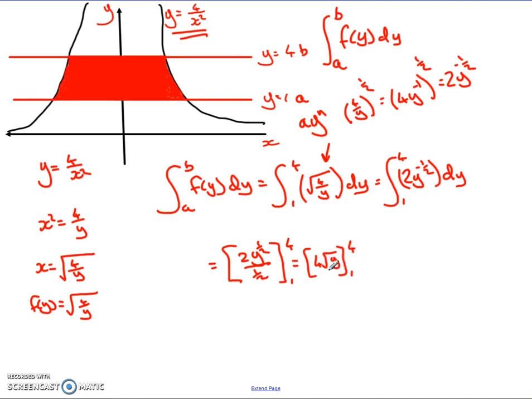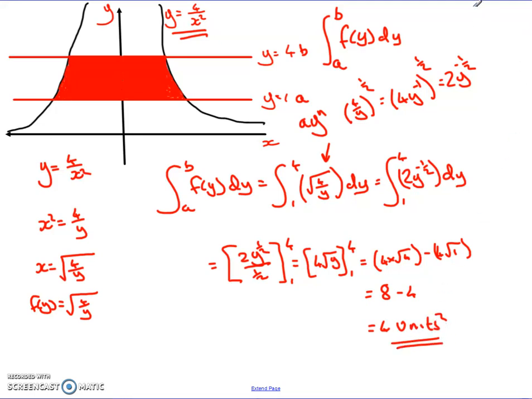Now all I do is substitute the upper limit and lower limit in and see what I get. So I get 4 times the square root of 4, take away 4 times the square root of 1. Square root of 4 is 2, 4 2's are equal to 8, square root of 1 is 1, times 4 is 4, I get 4 square units.